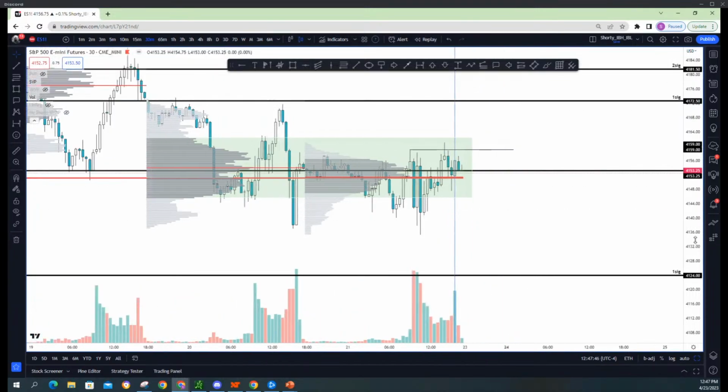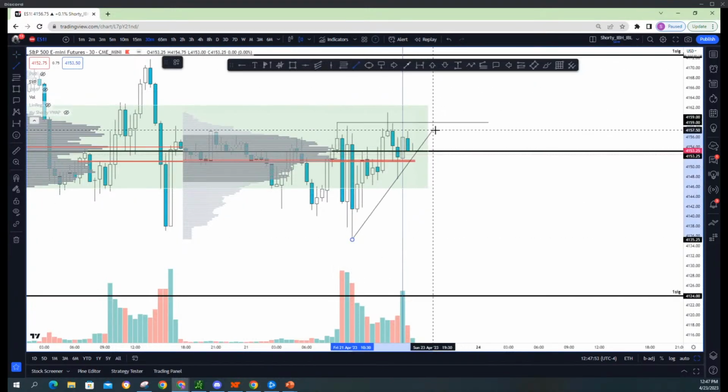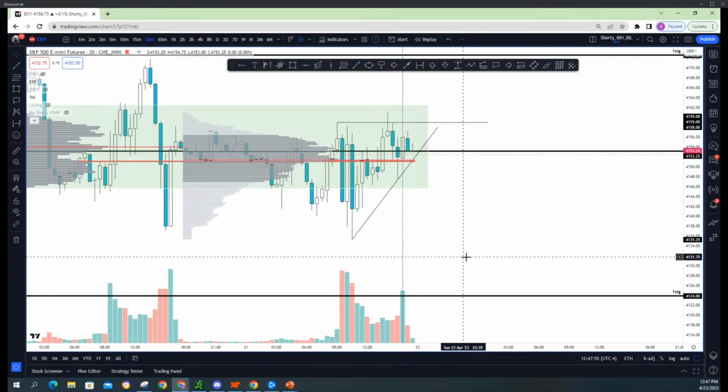If you're able to break this consolidation here, you have a nice triangle as well. People will call this an ascending triangle outside of the Discord group.